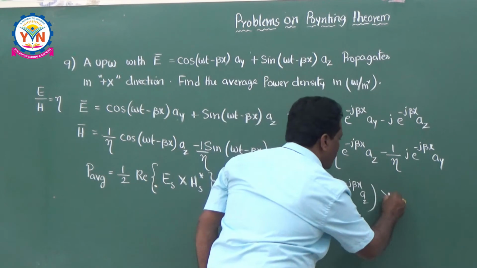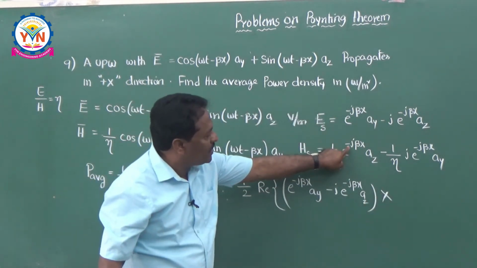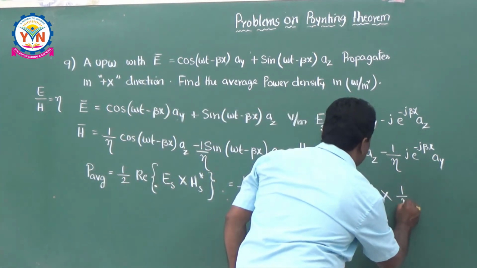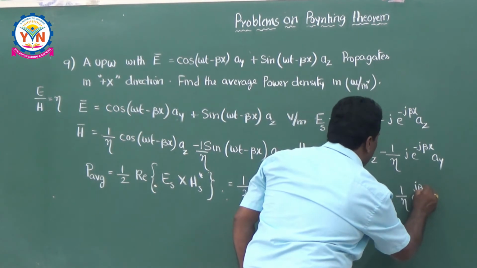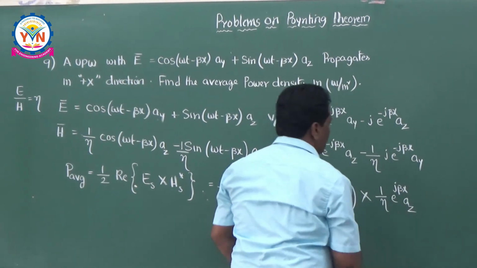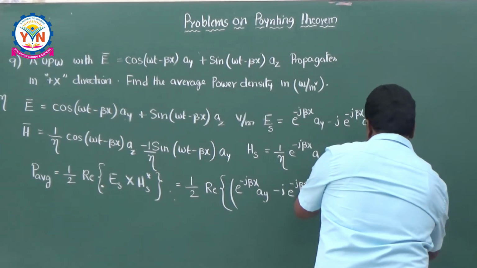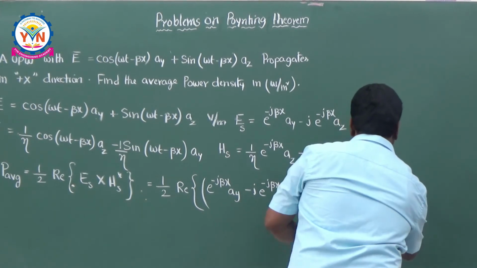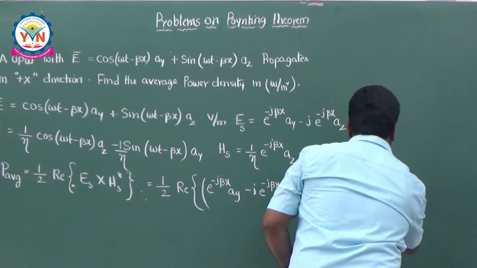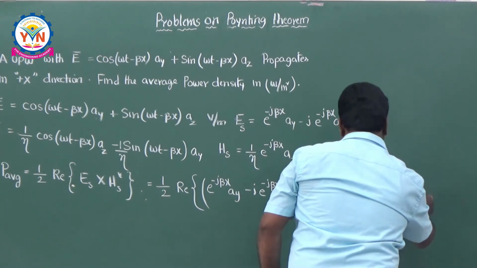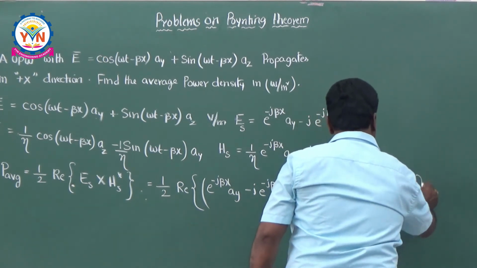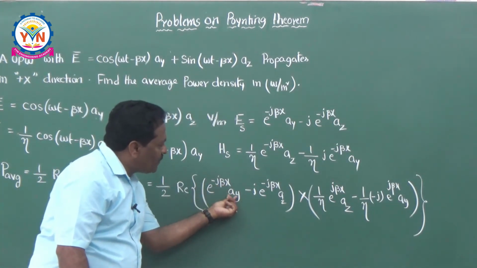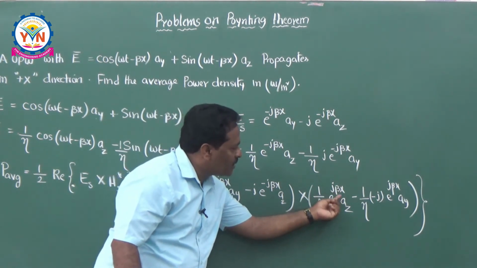cross H conjugate, means wherever there is j, you have to substitute with the opposite. That means you can say 1 by eta e to the power of j beta x into az and minus 1 by eta, and you can say this is minus j and e to the power of j beta x into ay. So you have to take the cross product of these two. This is now e to the power of minus j beta x into ay, here e to the power of j beta x into az.